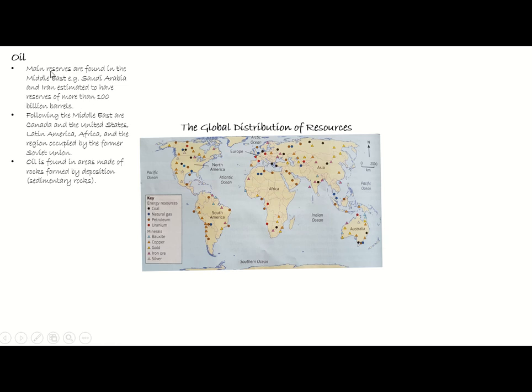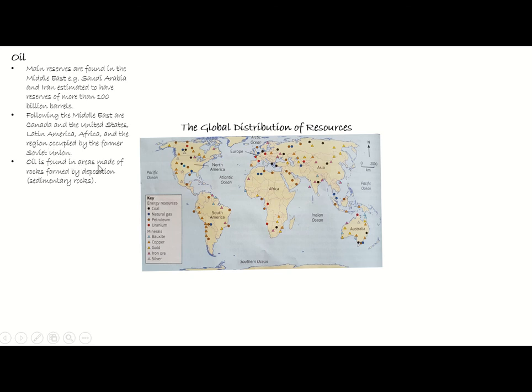Now, you're not going to know that until you read the information, because the information tells you that. Following the Middle East are Canada and the United States. So there's more oil reserves over here. You can see from these little blobs. There's some up there. Africa and the region occupied by the former Soviet Union.